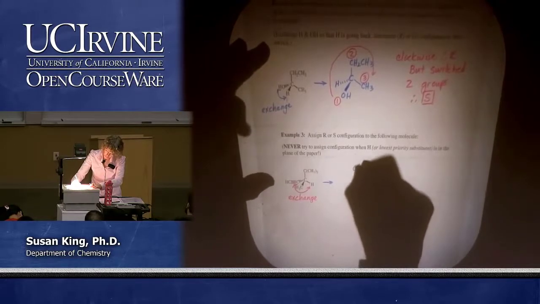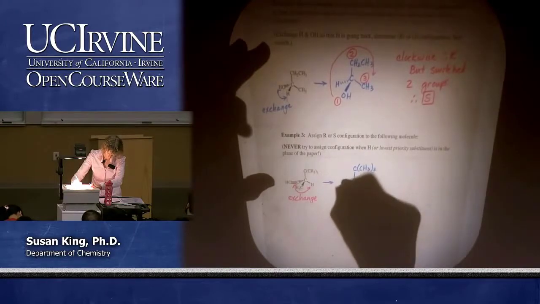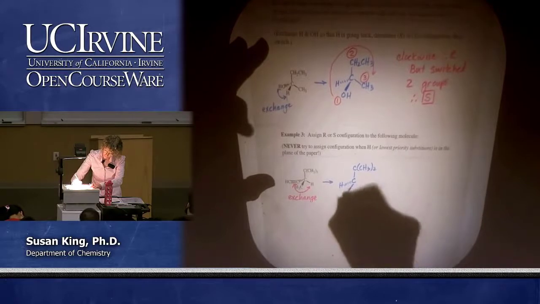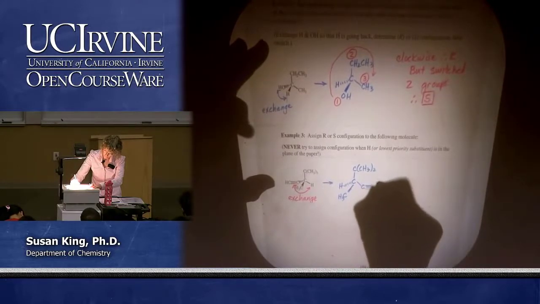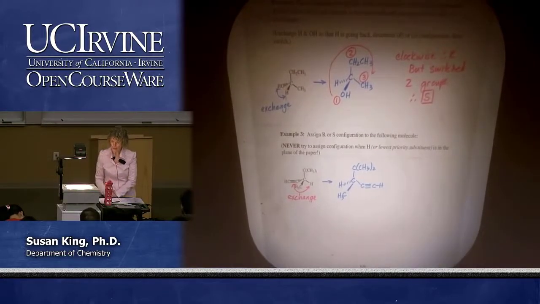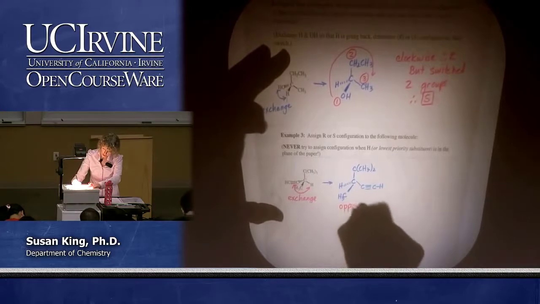All right, so I still have this tert-butyl group. Hydrogen's now going back. Methyl's still here. Here's our carbon-carbon triple bond. So I've exchanged the two groups, and I made a little note to myself so that I remember to switch the configuration at the very end. So this is opposite configuration when I switch two groups.